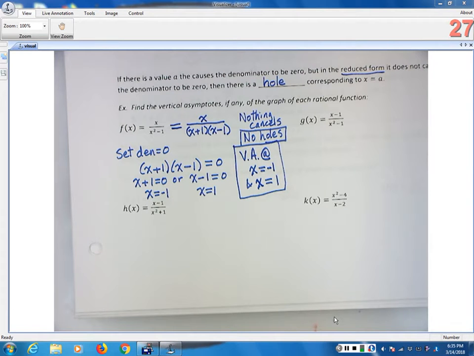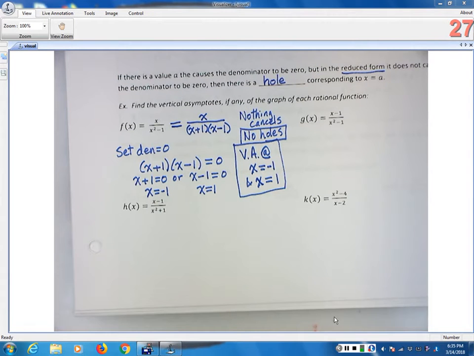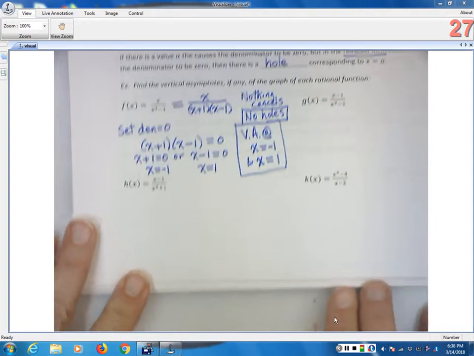Okay, so we'll do the next. Any questions? So that's how you find your vertical asymptotes. You can't divide by 0. That's what makes a vertical asymptote, but sometimes it's a hole. So we'll show you some examples of that.